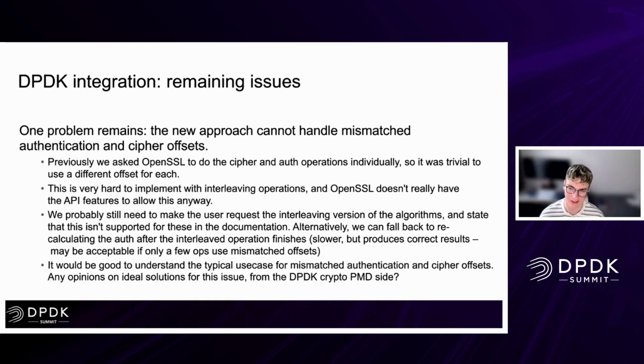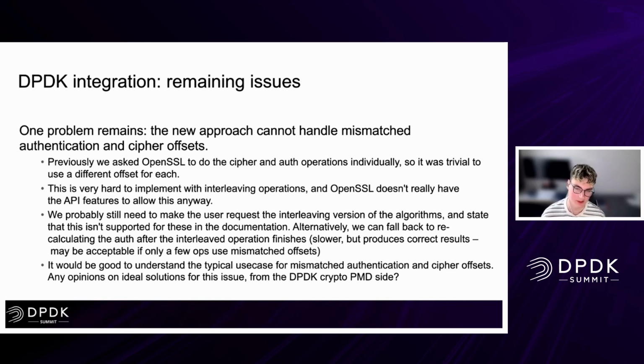Alternatively, we could fall back to a couple of other ways of doing this. One would be to do the interleaved operation and then recalculate the authentication afterwards with the correct offset. The other would be to use the non-interleaved operation for the start of the buffer until you reach some common starting point and then switch to the interleaved one. But again, this would also have performance implications. We would have to instantiate some new contexts for the first non-common chunks and then get rid of those. So this would only really be worth it for very large buffers.